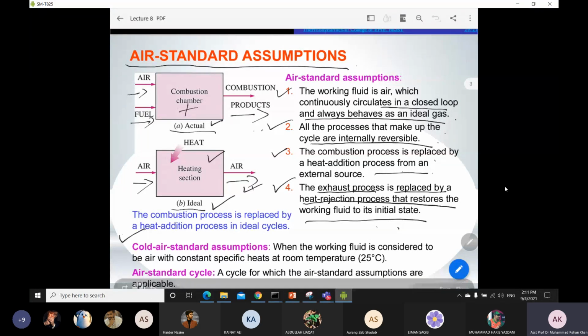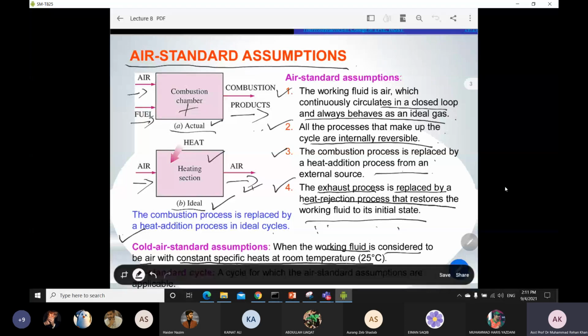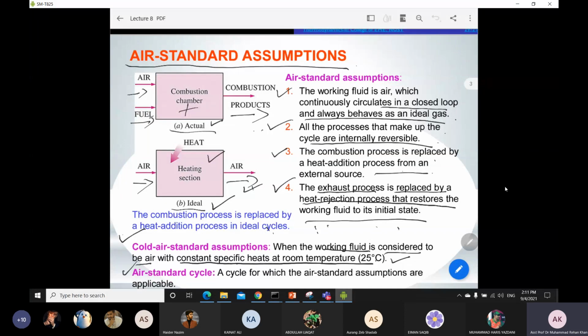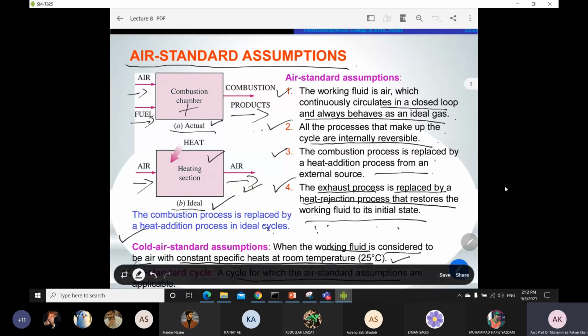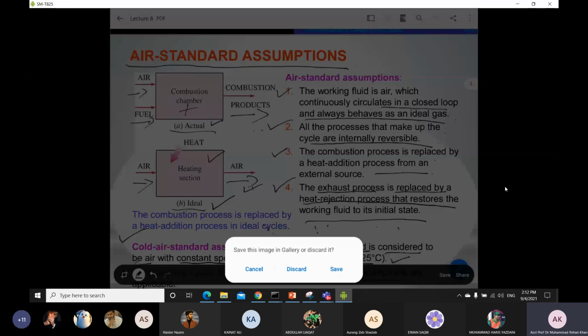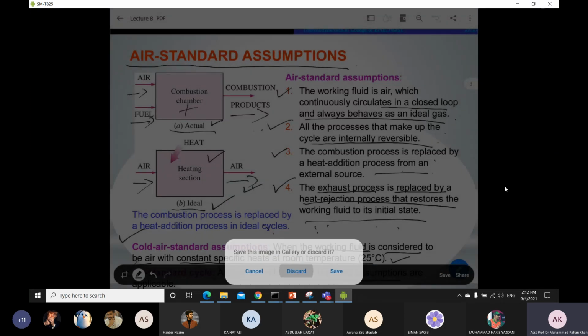Then there is the cold air standard assumption. This is another assumption. It is only valid when the working fluid is considered to be air with constant specific heat at room temperature, which is 25 degrees C. So this is only valid for these conditions. Then there is the air standard cycle: a cycle for which all four assumptions are valid is called an air standard cycle. Now, coming to the first cycle, which is the most efficient one, the Carnot cycle. We will look at the Carnot cycle, then go further to deal with the other types of cycle as well.